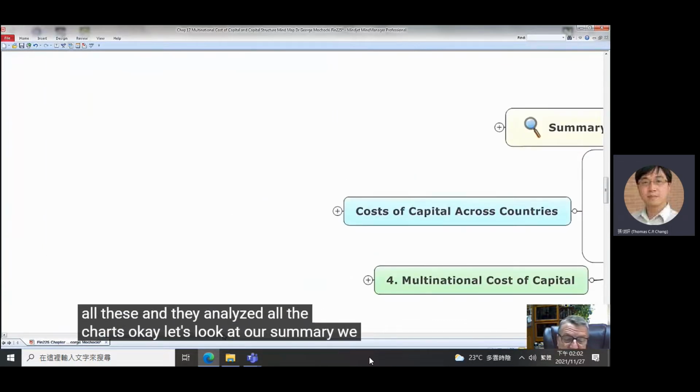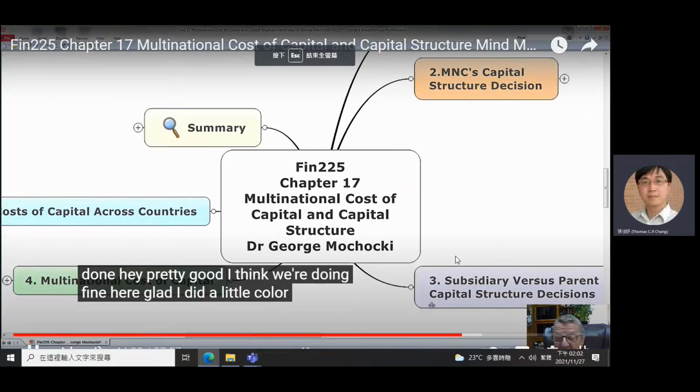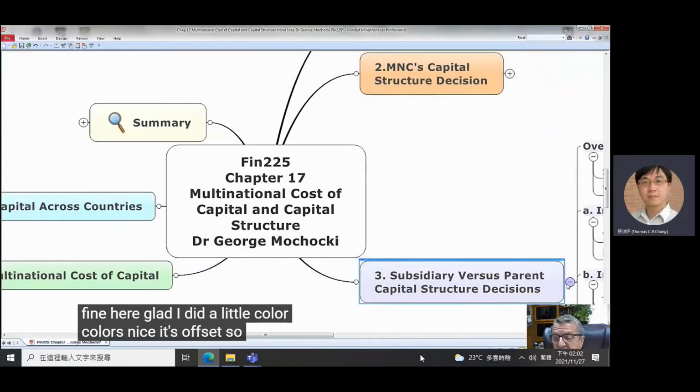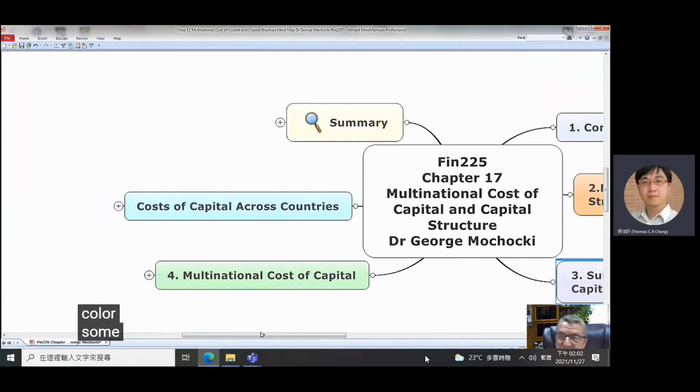Okay, let's look at our summary. Are we done? Hey, pretty good. I think we're doing fine here, class. I did a little color. Color is nice. It's offset, so it's not all black and white, right? I hate a book that's all black and white. I like the color. Some people do.